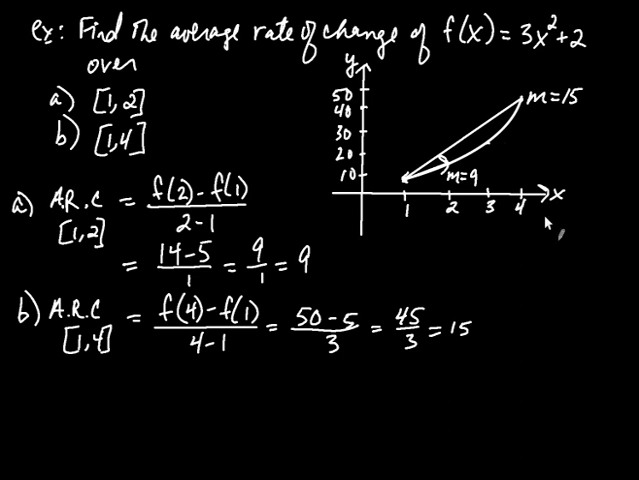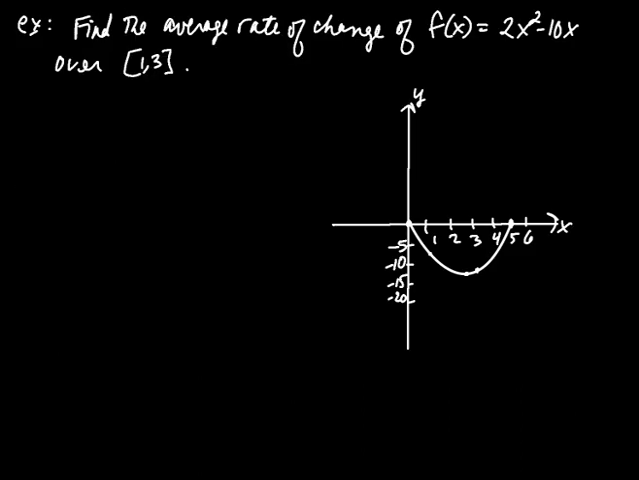Okay, and one more point about this is that the average rate of change does not always have to be positive. Let's see an example where it might be negative. So let's calculate the average rate of change of this function over the interval from 1 to 3. Just like before, the average rate of change is defined to be f of 3 take away f at 1, divided by 3 take away 1.